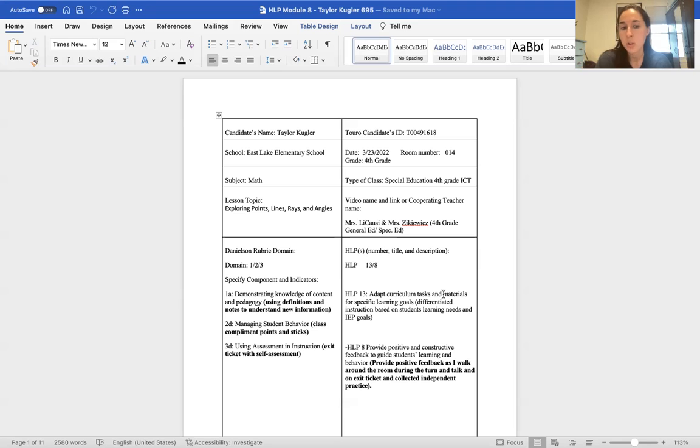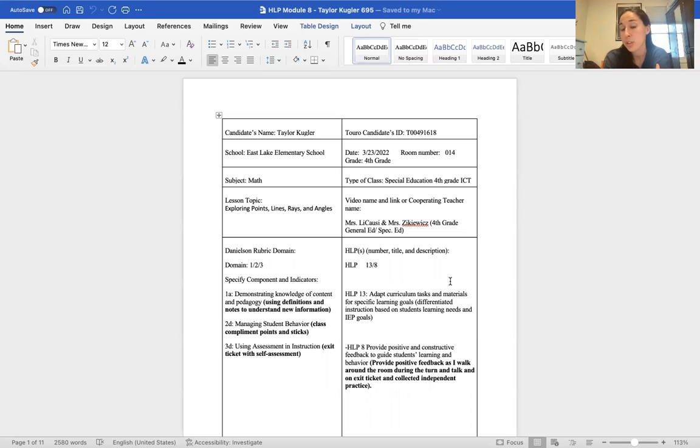When I made my lesson, I was focusing on the Danielson domains of 1A, 2D, and 3D. So really demonstrating the knowledge of content and pedagogy, using definitions to understand new information for geometry, and class compliment points and sticks. So that's my student behavior system to have an equitable fairness to let students participate. And using assessments, I'm going to use an exit ticket at the end to be able to assess their learning after I've walked around. In HLPs, I'm looking at HLP 13, which is adapting the curriculum.